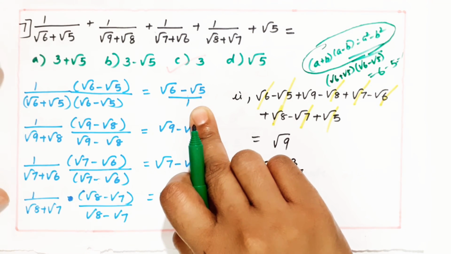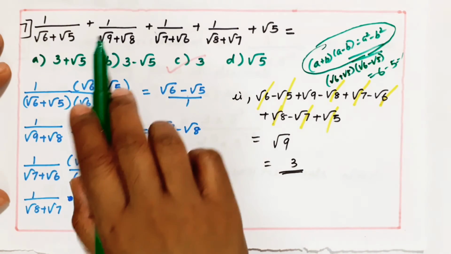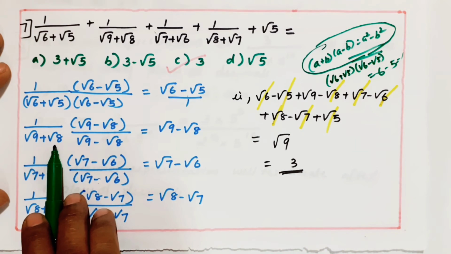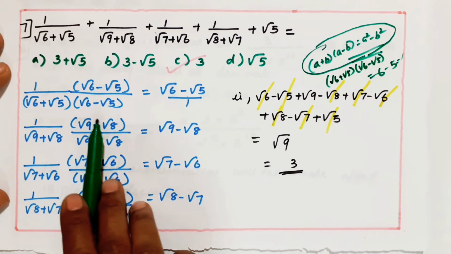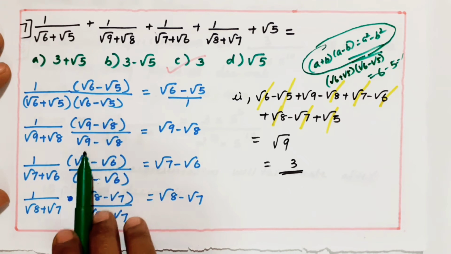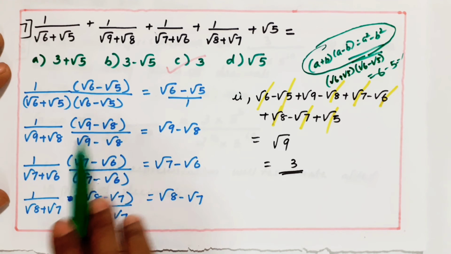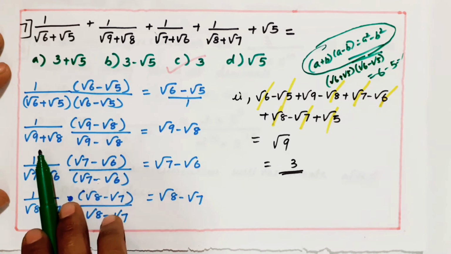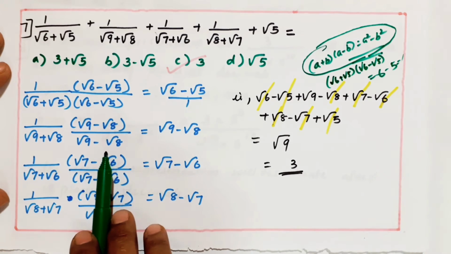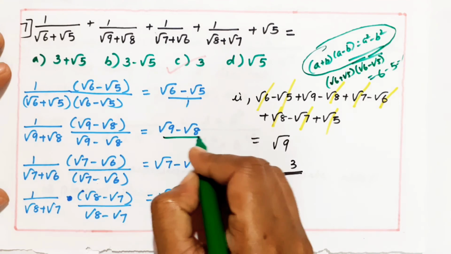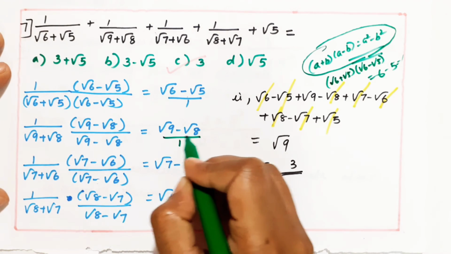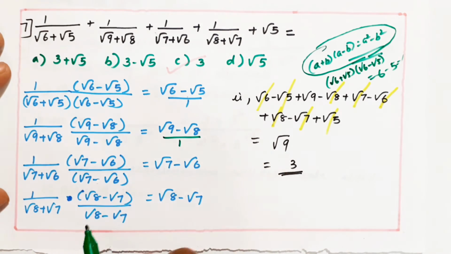Same, I have taken the second term. I am doing another type of addition. So 1 divided by root 9 plus root 8. Take the conjugate, multiplying root 9 minus root 8 in numerator and denominator. Here root 9 plus root 8 into root 9 minus root 8 is in the form of A plus B into A minus B, A square minus B square. So here also the denominator will become 1. Numerator is root 9 minus root 8 divided by 1.